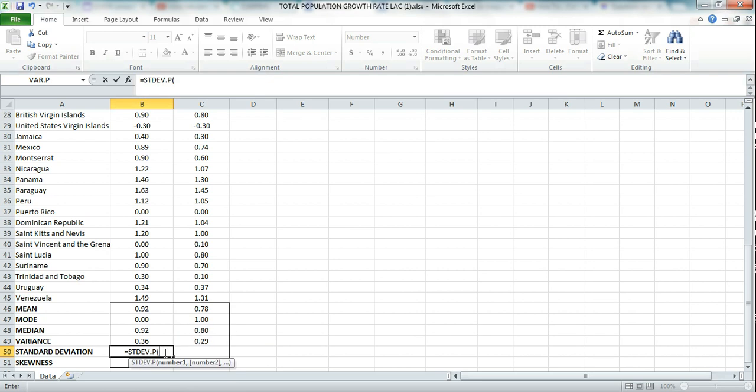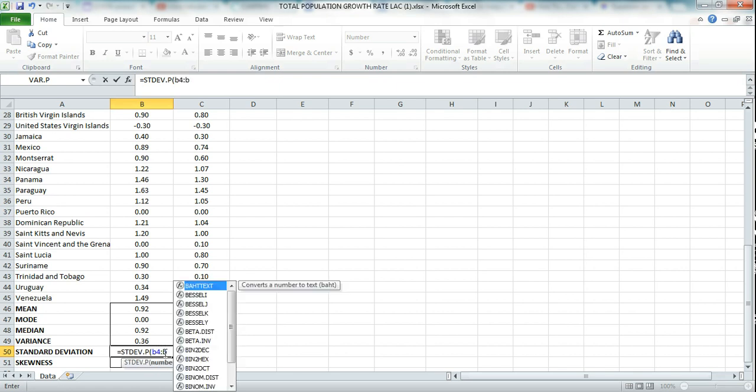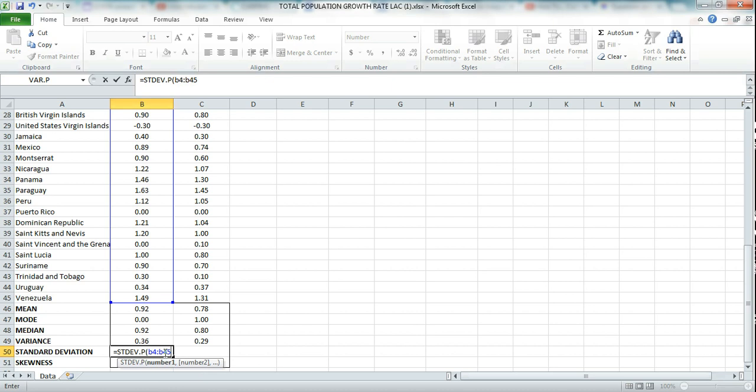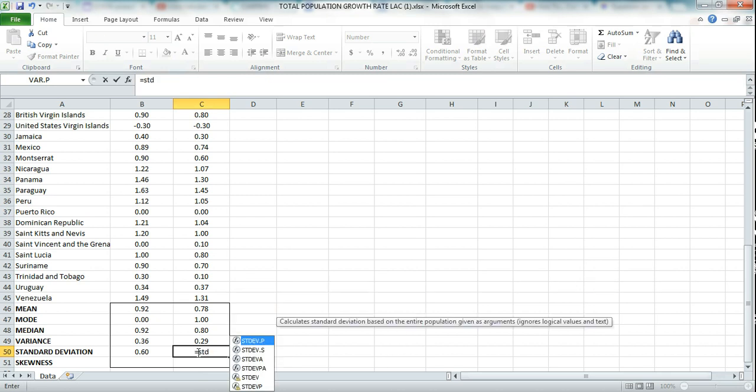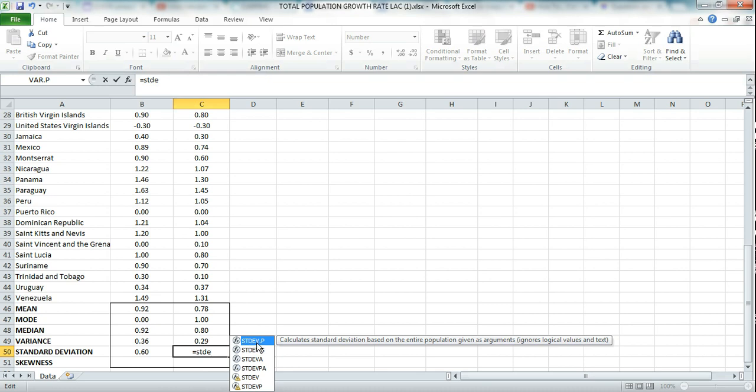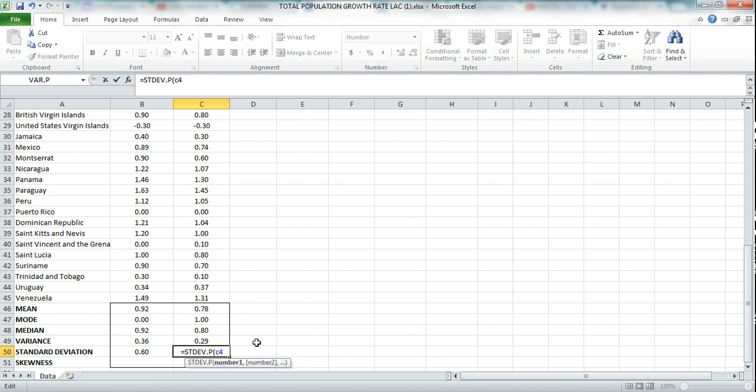And I'm gonna click, and I'm gonna use my B4 to B45 to select my range, and then I'm gonna click enter. I'm gonna do the same thing here, STD, select standard deviation for population, double click, and I'm gonna click C4 to C45, right? Enter, right?